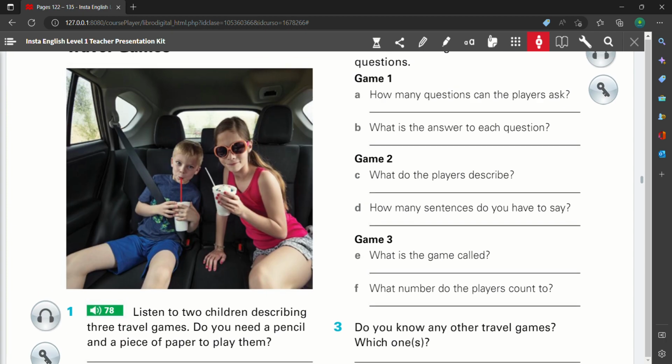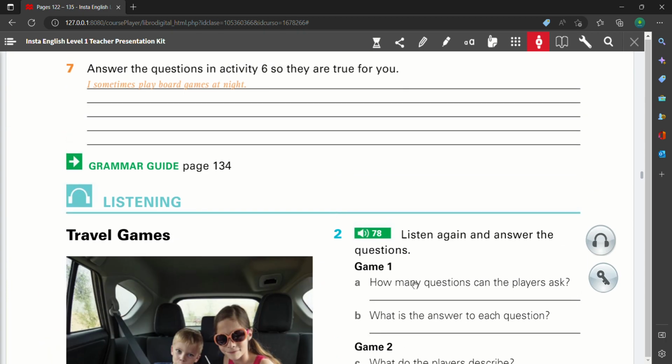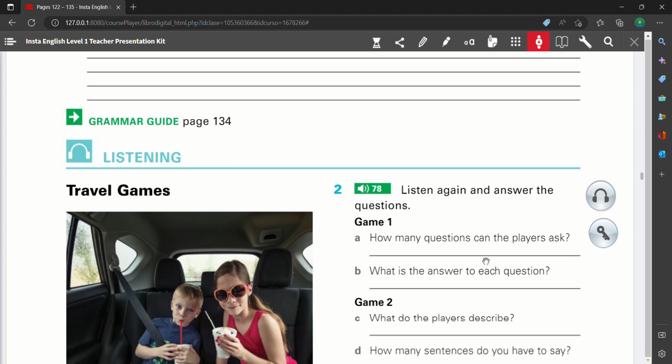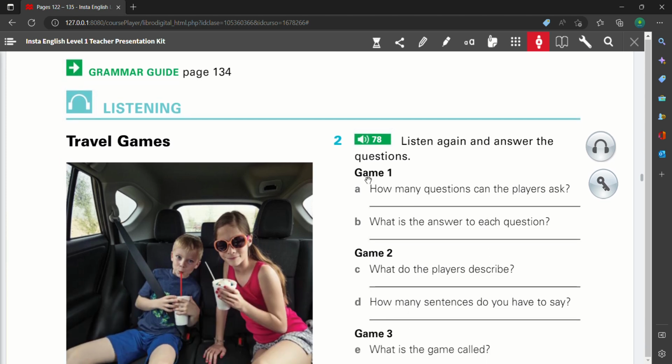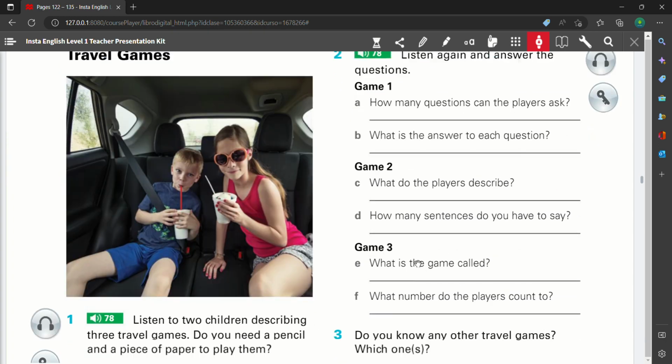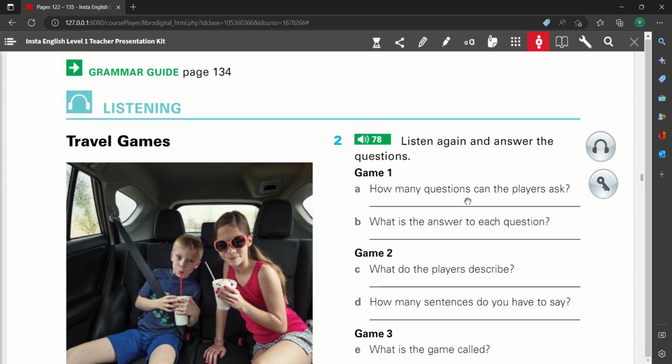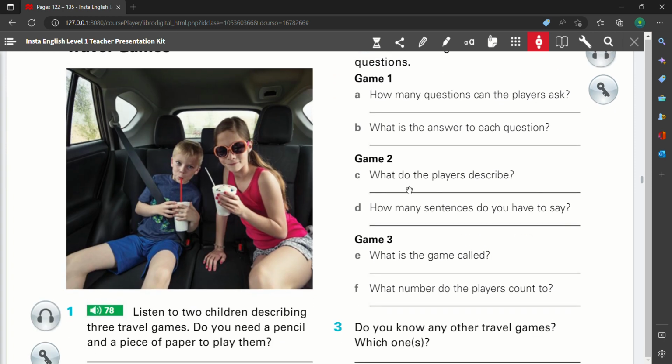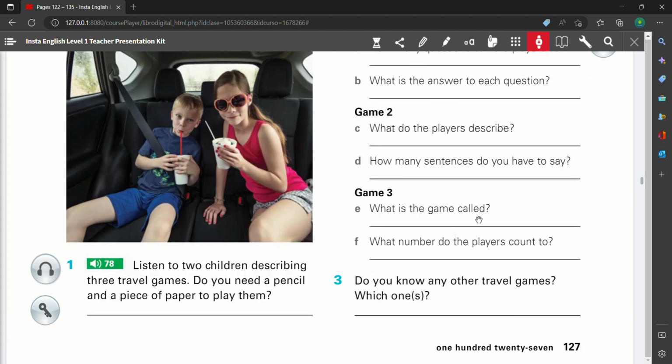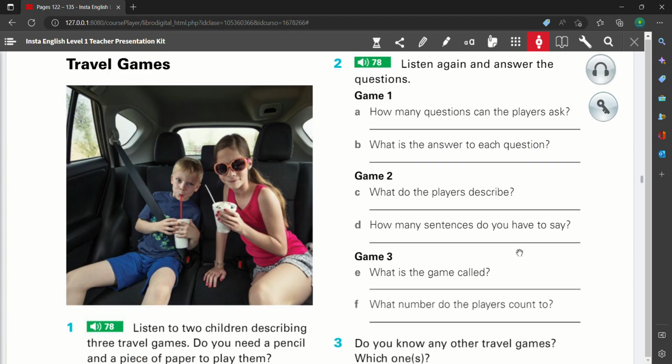Okay, listen. What are you going to do here? You are going to listen and answer the questions. So here you have game number 1, game number 2, and game number 3. And there are questions like how many questions can these players ask? What is the answer to each question? What do the players describe? How many sentences do you have to say? What is the game called? And what number do the players count to? Pay attention.